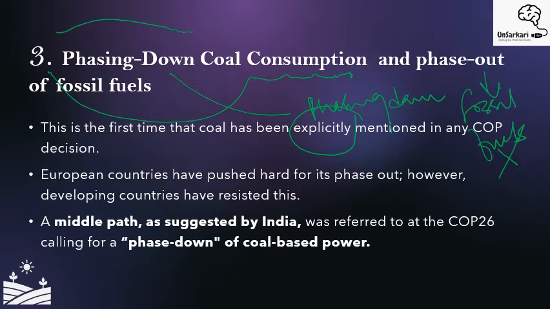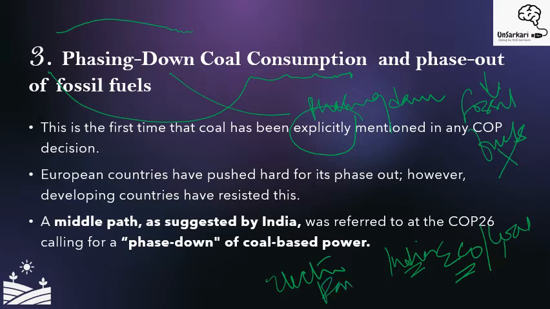But why? Because for a country like India, our economies, our livelihoods and even daily life are dependent upon coal, whether it is electricity or other kinds of power utilities. European countries pushed hard for its phase out, whereas developing countries like India resisted it. They said no phasing out, we can only phase down. So the middle path is phase down of coal based power.